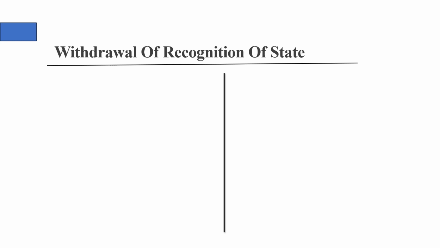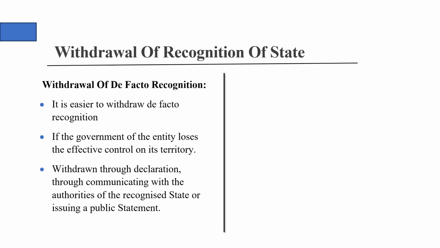There may be circumstances for the withdrawal of recognition of the state. De facto recognition's withdrawal is easier when the government entity loses the effective control on its territory. There are no grounds for recognition. This type of recognition is withdrawn through declaration, communication with other recognized states, or issuing a public statement.